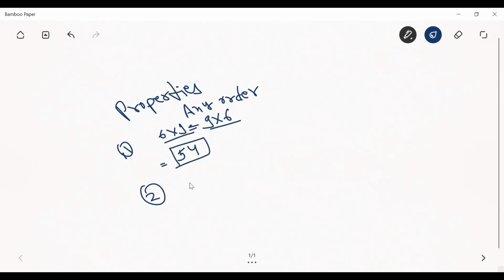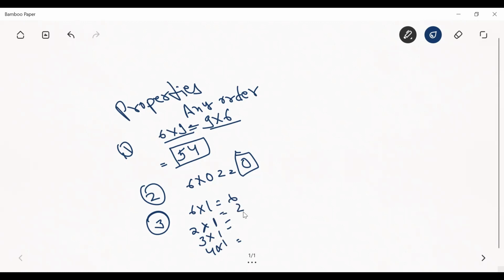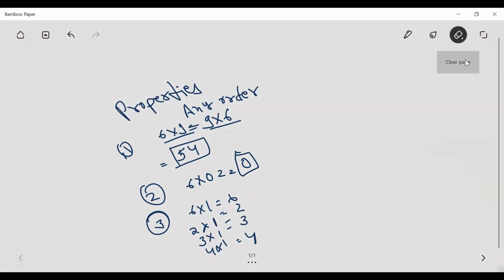The second property is any number multiplied by 0, like 6 into 0, the product is always 0. Got it? And any number multiplied by 1, like 2 into 1, 3 into 1, 4 into 1. You know the tables also. Any number multiplied by 1 is the number itself.